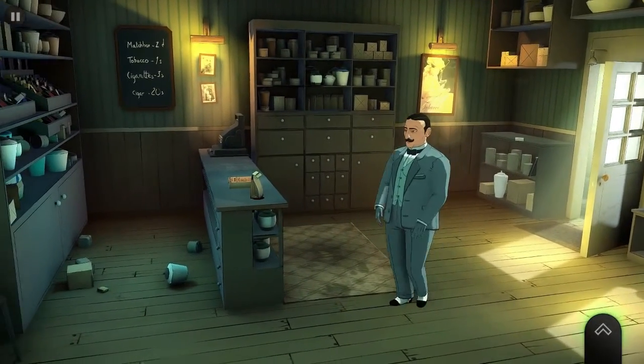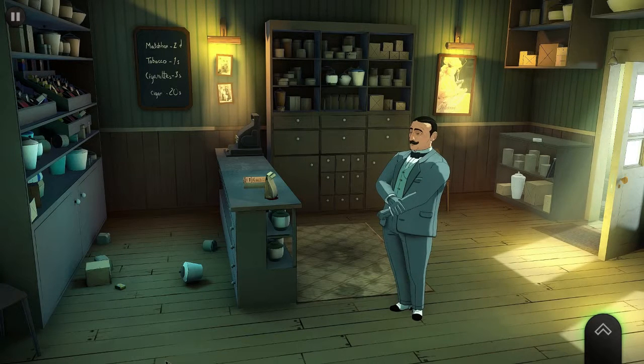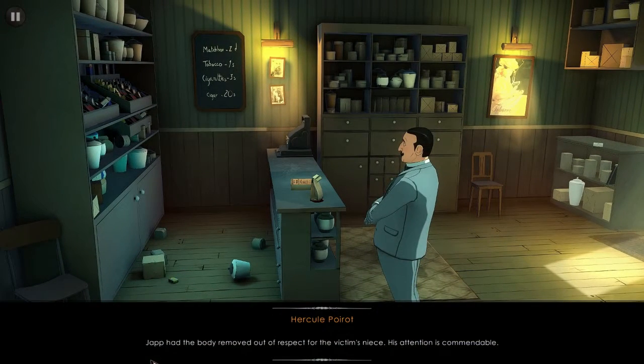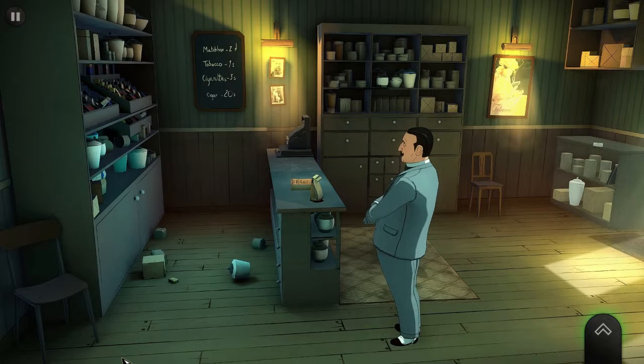So they have removed the body now. That was quick. They have also cleaned up the blood from the floor. That was really quick. Jap had the body removed out of respect for the victim's niece. His attention is commendable. Yeah, that is commendable, but why did they let the niece into the store? Since it's a crime scene, it seems a bit weird that they have already moved the body, and what's even more weird is that they have got the floor so clean. There's not a trace of blood anymore.